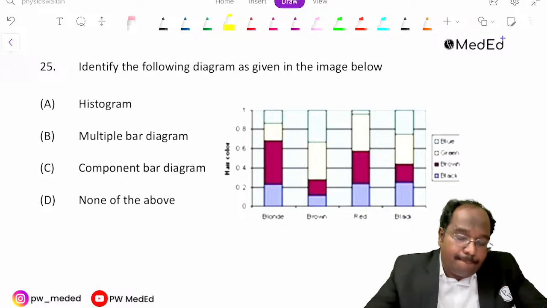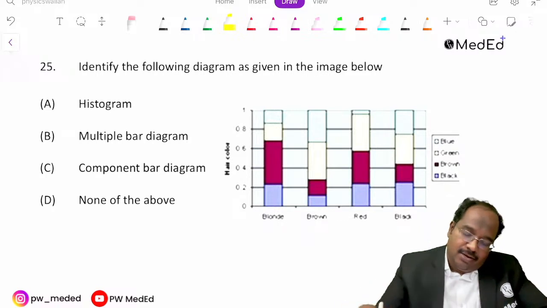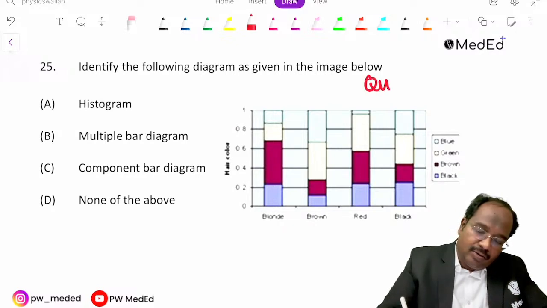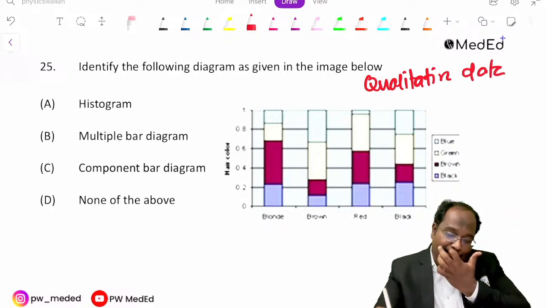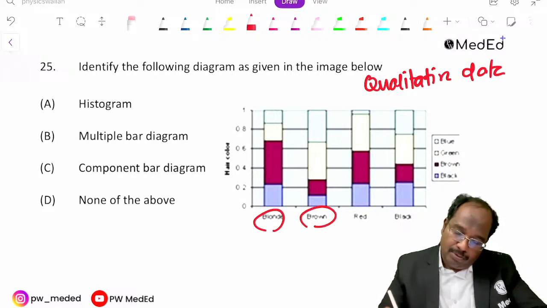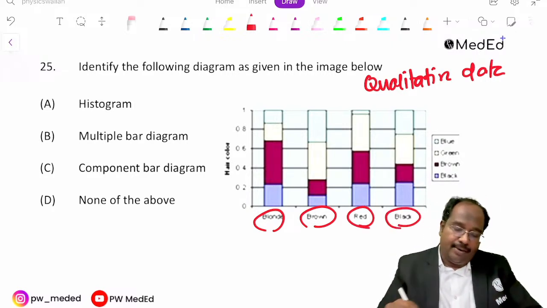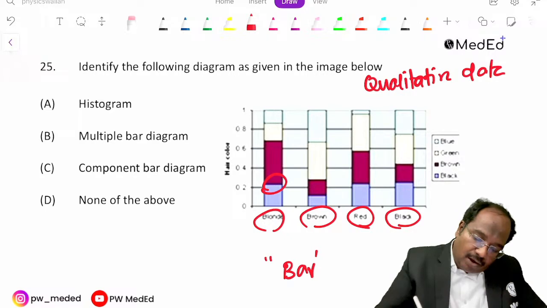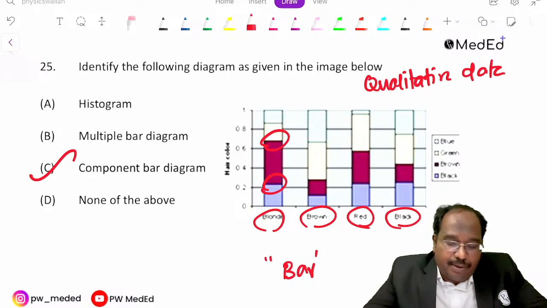Identify the following diagram as given below. What is the name of the graph? We have different colors here. So what data is this? Qualitative data. That means blonde is there, brown is there, red is there, black is there. So these are colors, qualitative data. This is a bar diagram. Within the bar itself, components are there. So what is the answer? This is a component bar chart.